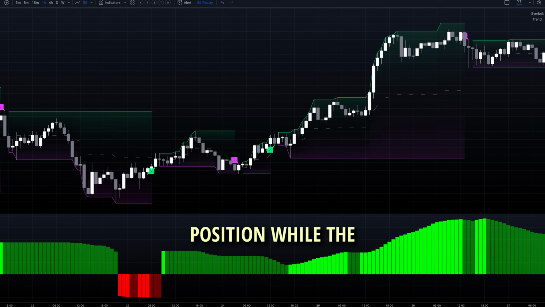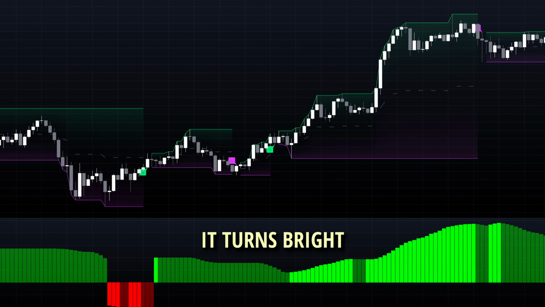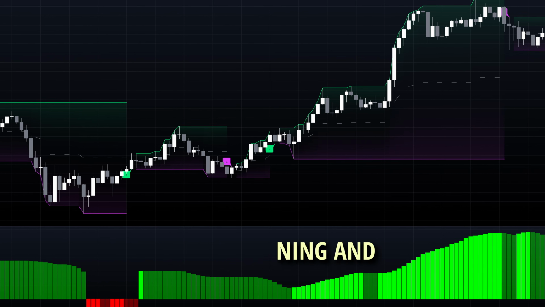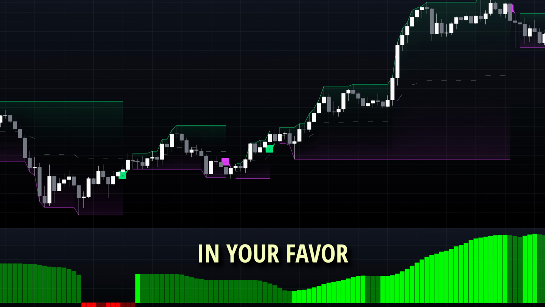If you enter a position while the color is fading, but it turns bright during the trade, you can set a higher target since the momentum is strengthening and the price is more likely to continue in your favor.